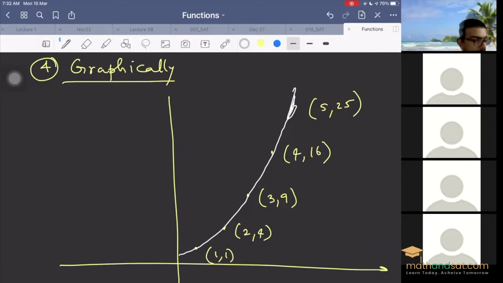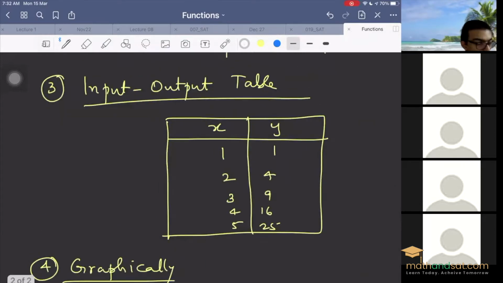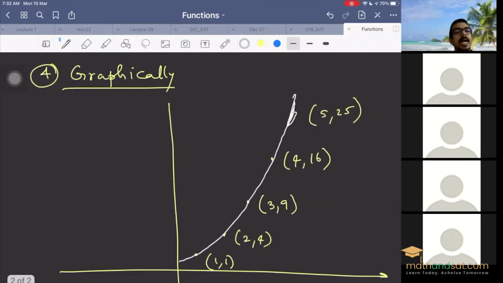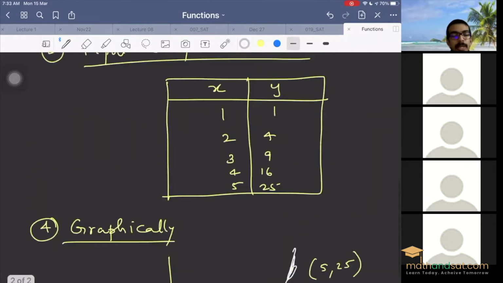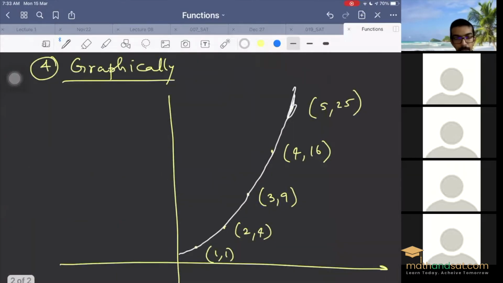See, in this case, our input has only 5 numbers. So you just plot only those inputs and corresponding outputs. In this case, our input has only 5 discrete values, so you just simply plot only those points. But if your input is the complete set of real numbers, you can get a continuous graph.